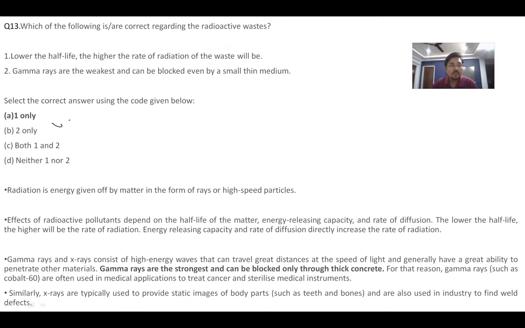So yeah, only one is correct because gamma rays and x-rays consist of high energy waves that can travel great distances at the speed of light and generally have a great ability to penetrate other materials. So gamma rays are the strongest and can be blocked only through thick concrete, but yeah, the weakest bully question and even can be blocked with small thin medium bully question. So that is wrong. Similarly, x-ray kotha koi disu, x-rays are typically used to provide static images of body parts and are also used in industry to find weld defects.